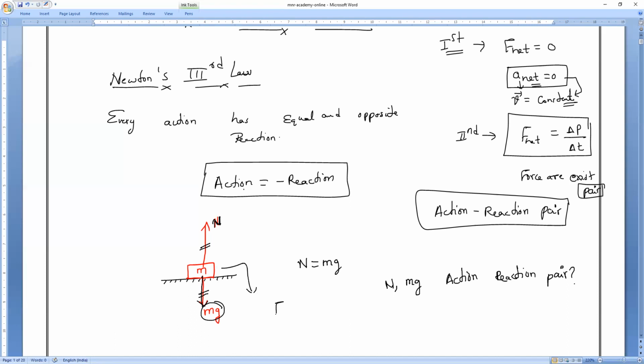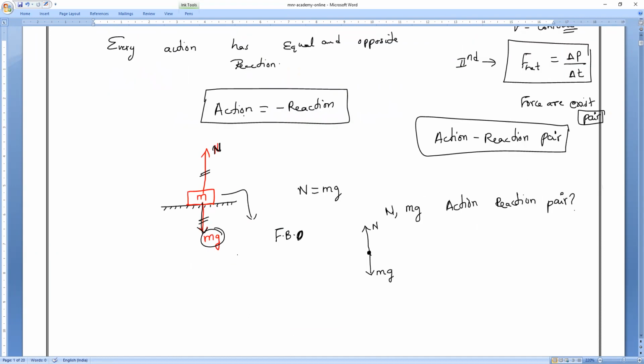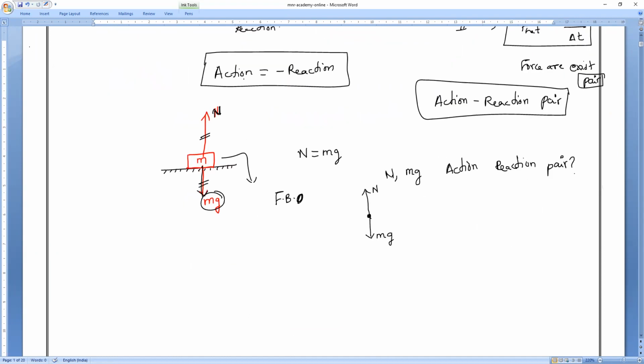Can you draw the FBD for this one? I want to know the FBD for this diagram. So what will happen? Consider the mass as a point object. Upward, what is the force acting? Normal. And downward, what is acting? mg. Okay. Now, if you notice, are both the forces acting on the same body or two different bodies? That is my question to you. Same body. Understood?